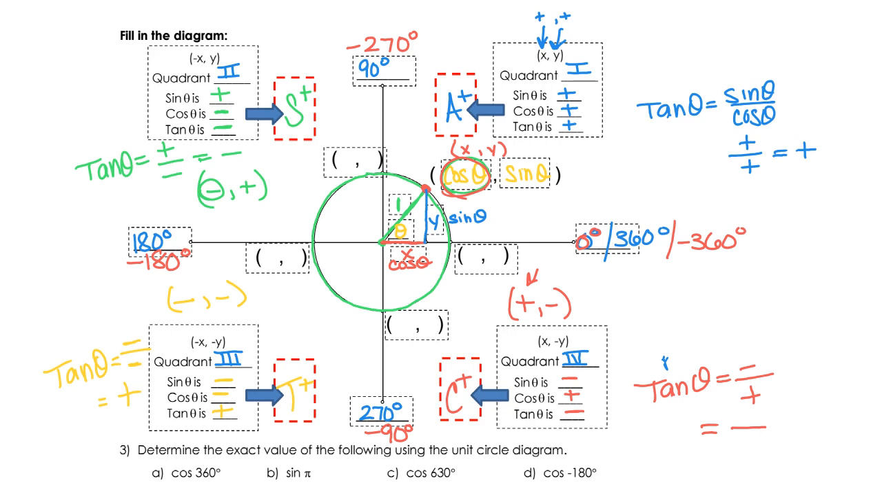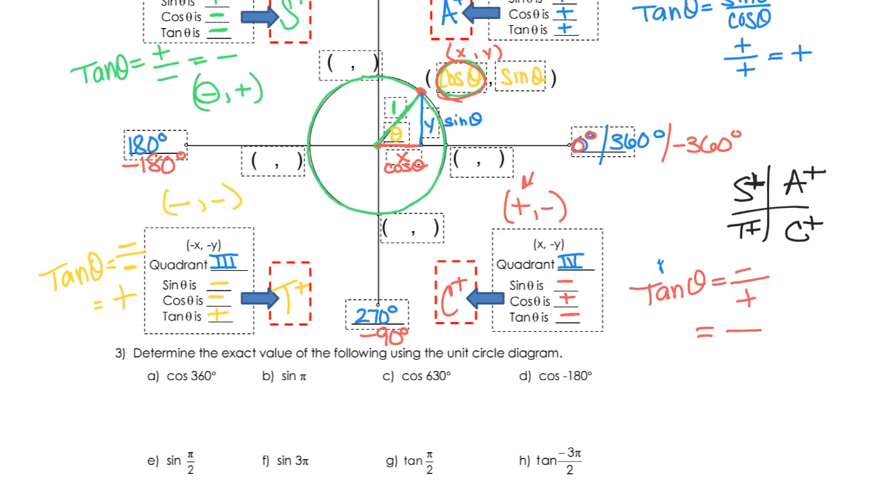And so we get our little saying: all students take calculus. All trig functions are positive. The sine trig function is the only one positive in quadrant 2. The tangent trig function is the only positive one in quadrant 3. And the cosine trig function is the only one that's positive in quadrant 4. And by knowing that, that'll help us place our angles.